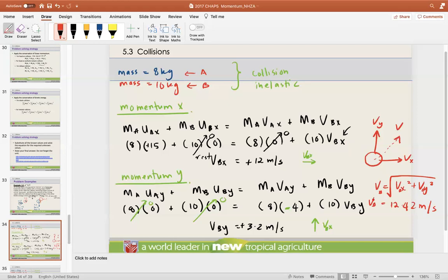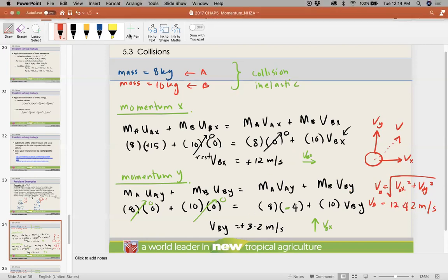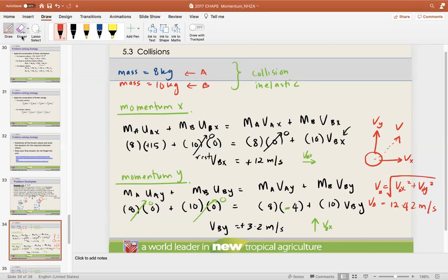If they are asking you for the angle, just find the angle as well. Most of the time they will. Only this question seems incomplete. So what's the angle? Can anyone help me? VBY over VBX.